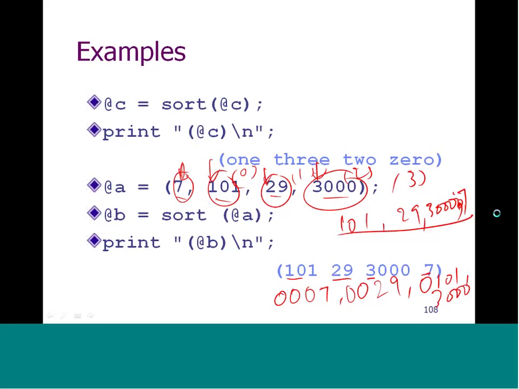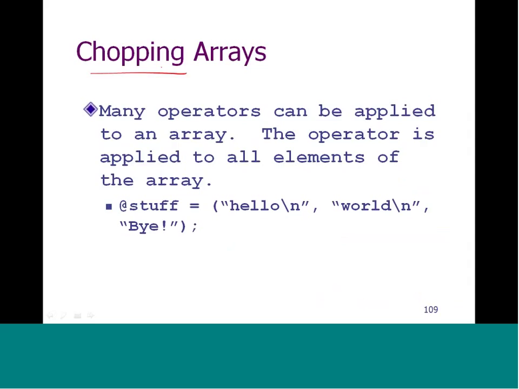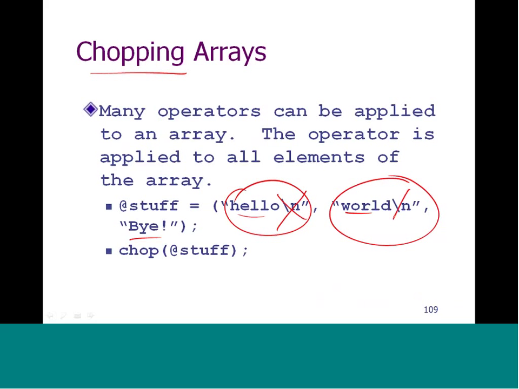So now let's look at some more functions, essentially chopping arrays. So we can apply many operators to an array. The operator is applied to all the elements of the array. So chopping is one of the operations that we can apply. This particular operator is applied to all the elements of the array. So if you do a chop on this particular array, can anyone tell me what will be the result? So essentially, this new line goes away. From this element, again the new line goes away. What about this one? So let's see.